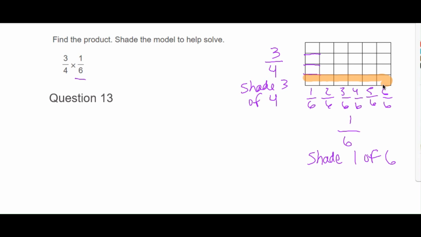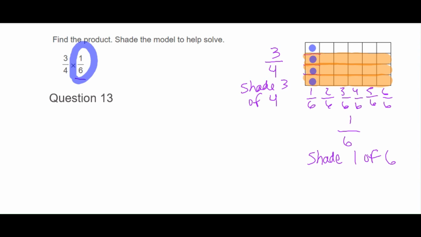So this is 1/4. This is 2/4. And this is 3/4. So I'm starting with 3/4. And then I'm going to take that 3/4 and I'm going to show 1/6 of the 3/4. So I have to first start with the 3/4. And then to take 1/6 of it, I'm going to shade 1/6 all the way up.